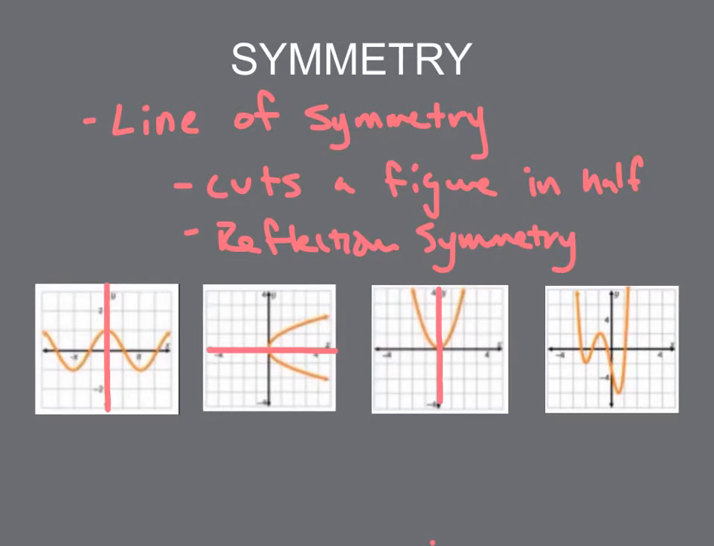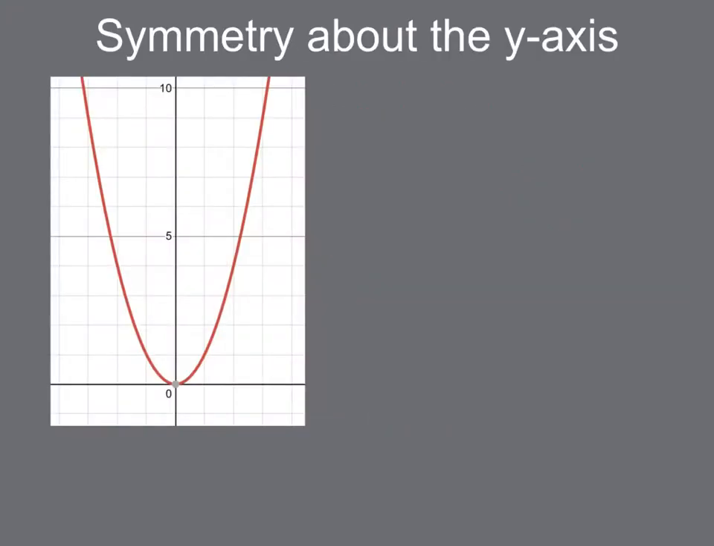So let's look at a function that is reflected across the y-axis. One of the important things that we need to talk about with functions is when a function is symmetric about the y-axis. If we think of the function f of x equals x squared, this function is a parabola, and this parabola looks like so.